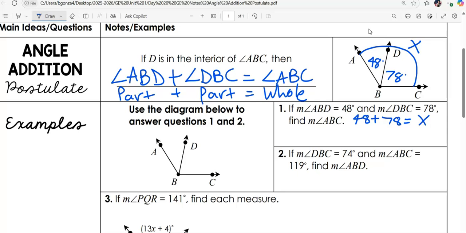You don't have headphones in here, do you? Please. Now check it out. What is 48 plus 78? Is it 126? All right, it is 126 degrees.